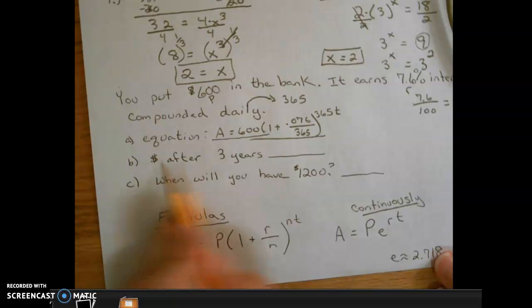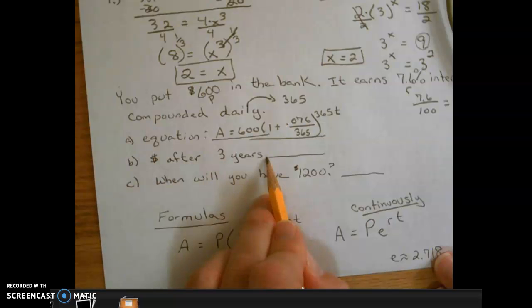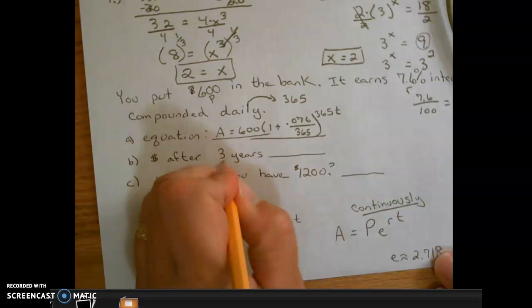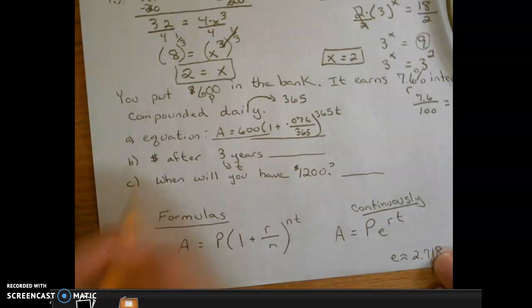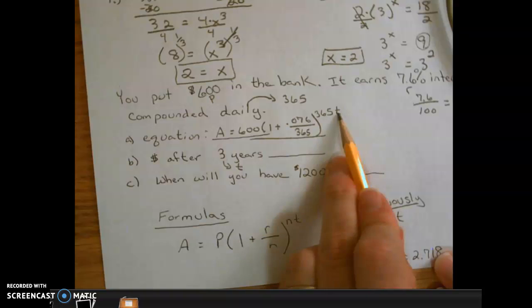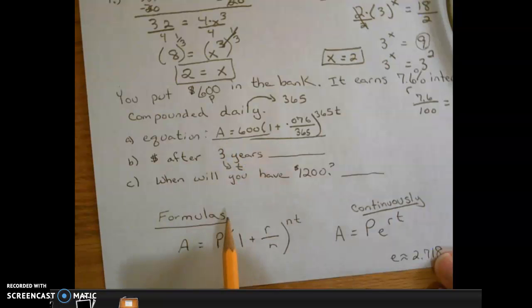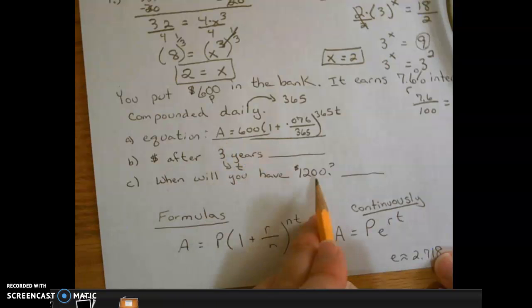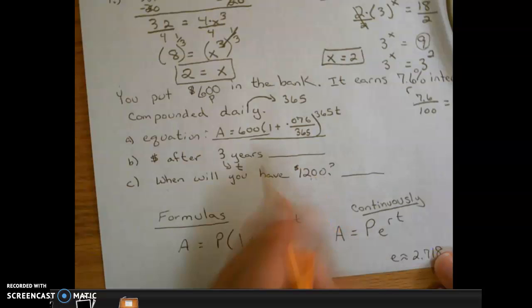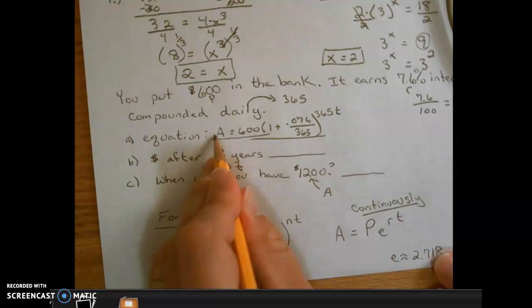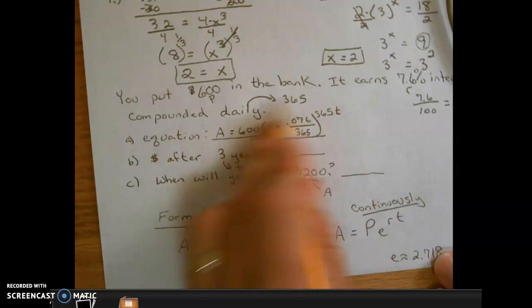It says how much money will we have after 3 years? So we're going to use this equation right here, and we're going to plug 3 in for t, and then solve that for A in your calculator. When will you have $1,200? So 1,200 is our ending amount. In this case, we're going to substitute that in for A, and then solve the equation for t.